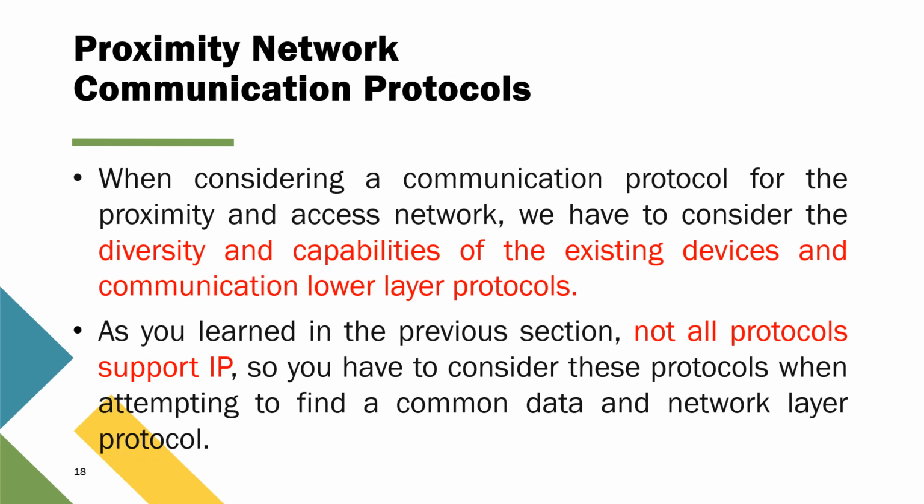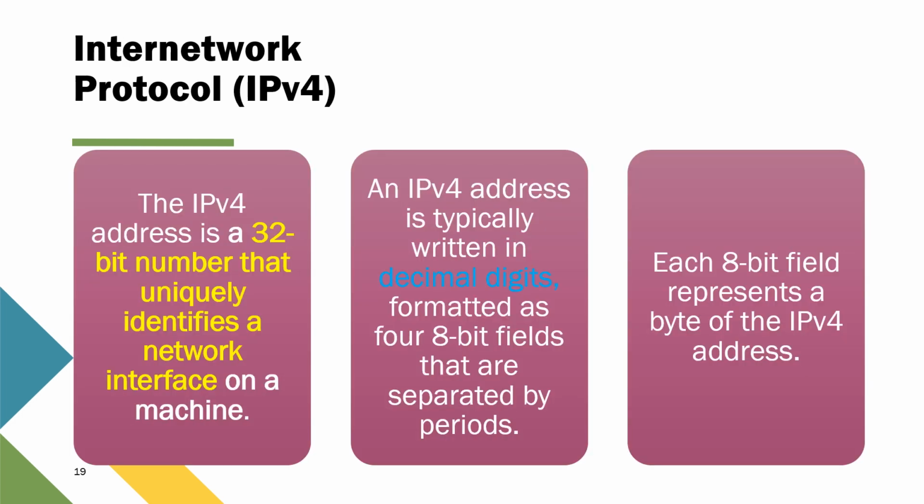When we do the Ethernet connection, of course we will need IP. However, as we learned in the previous section also, not all protocols will support IP, so you have to consider this when we want to find the common data and network layer protocol. There are two types of Inter-Network Protocol, which is IPv4 and IPv6. So let's see the IPv4 first.